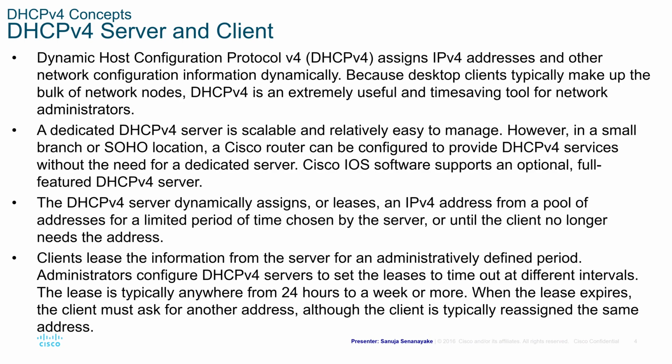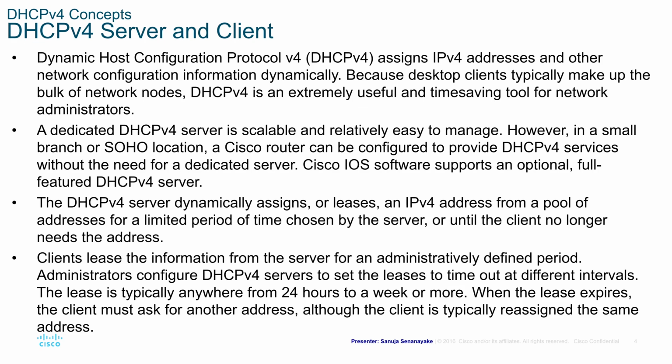Dynamic Host Configuration Protocol version 4, also known as DHCPv4, assigns IPv4 addresses and other network configuration information dynamically. Because desktop clients typically make up the bulk of the network nodes, DHCP version 4 is an extremely useful and time-saving tool for network administrators. So by having a DHCP version 4 server, you don't have to go to all of those desktop end devices and configure IP addresses. It will be automatically obtained from the DHCP server.